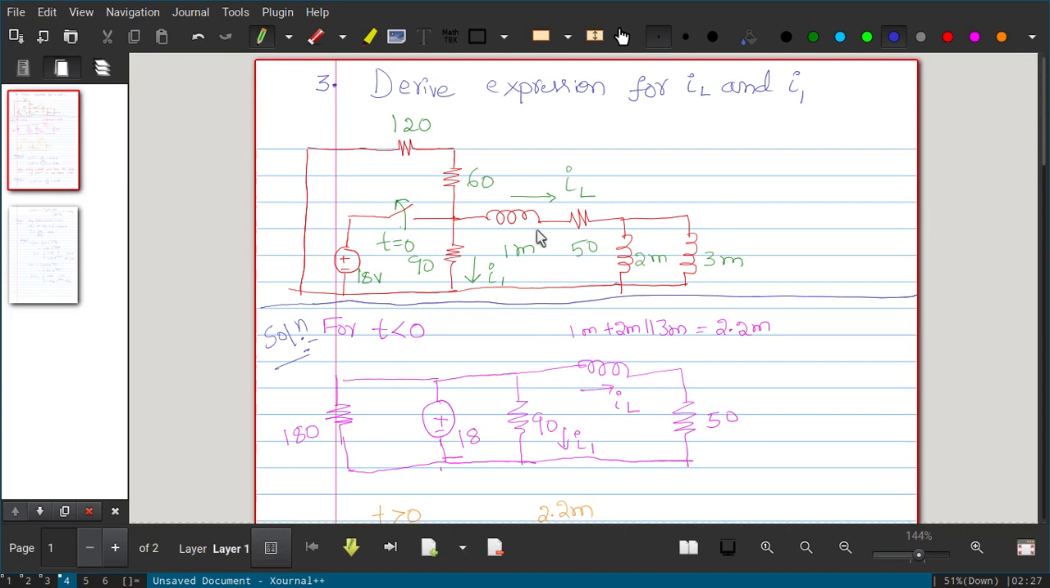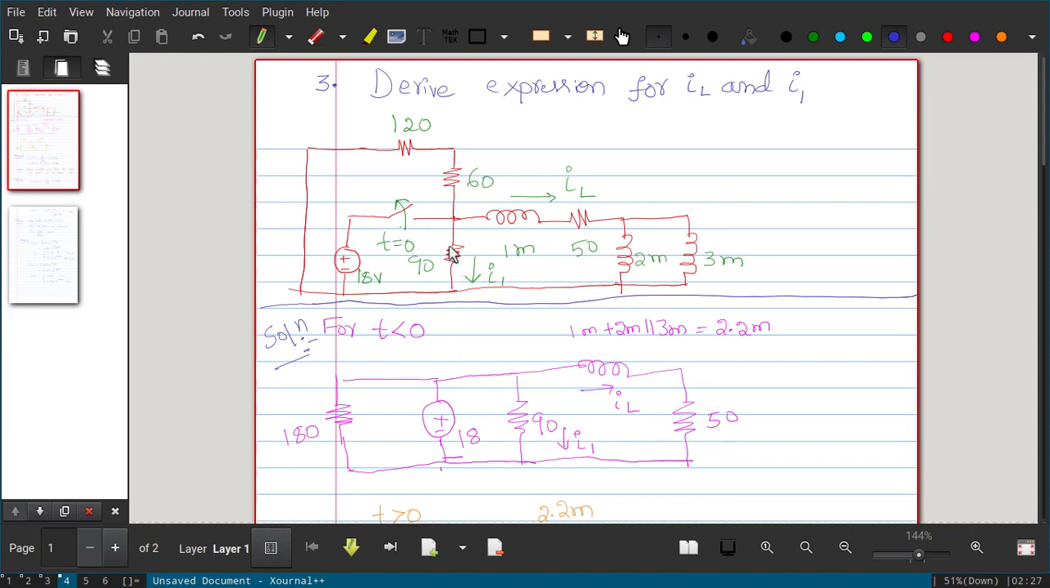Now these three inductors I will replace by a single equivalent inductor. How? It will be 2 millihenry parallel with 3 millihenry, and that will be in series with 1 millihenry. So if you calculate 1 milli plus 2 milli parallel with 3 milli, you will get 2.2 millihenry. Okay, so I have written a single inductor with the value 2.2 millihenry. And now the 50 ohm is in series with this inductor. So that's why I have written 50 here.